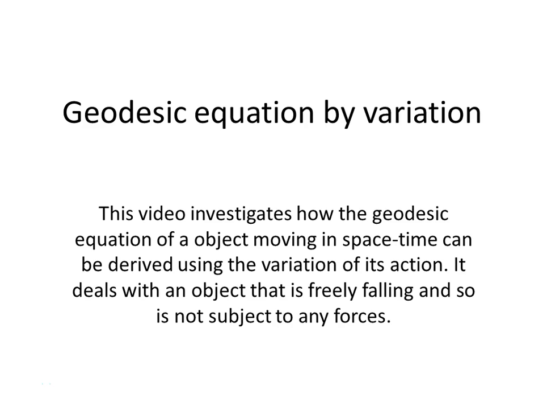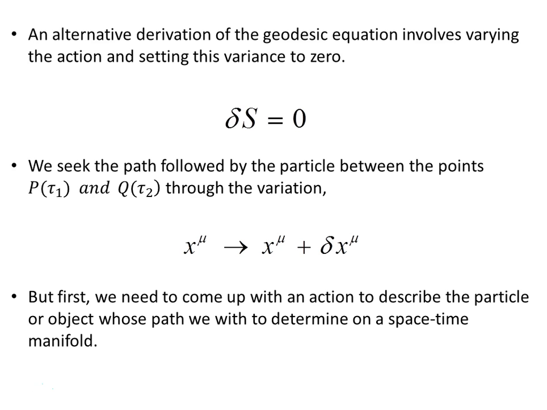In this video we will investigate how the geodesic equation of an object moving in space-time can be derived using the variation of its action. It deals with an object that is freely falling and so is not subject to any forces. So an alternative derivation of the geodesic equation involves varying the action and setting this variance to 0. So the action is S and we want delta S set to 0.